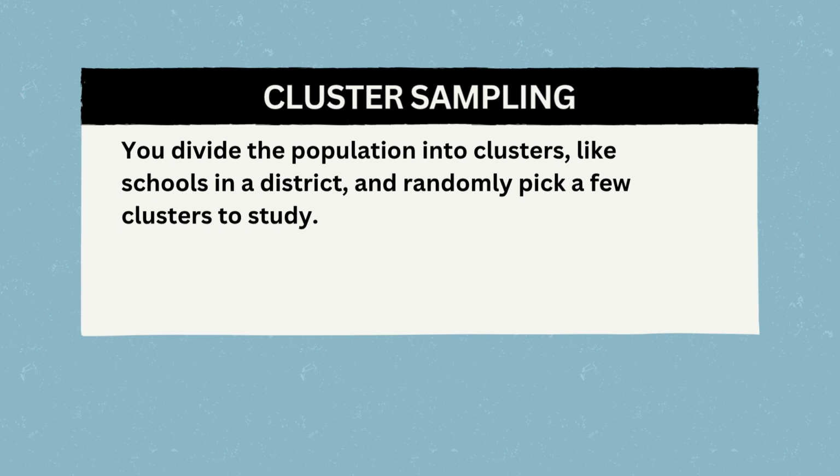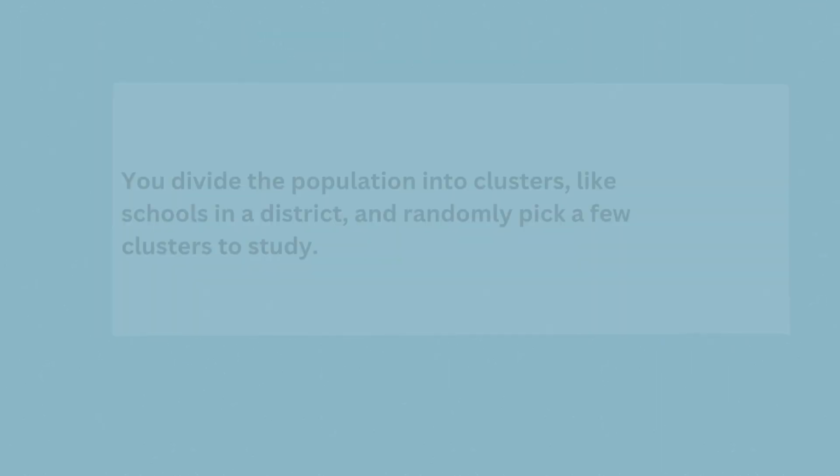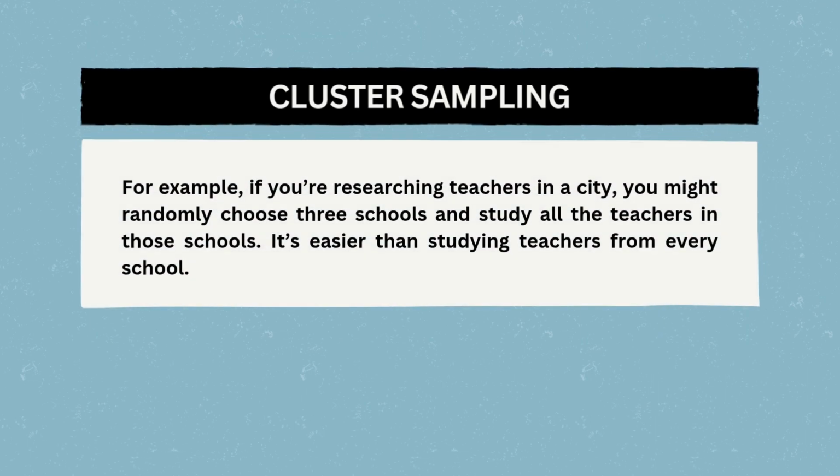There's also cluster sampling. Here, you divide the population into clusters, like schools in a district, and randomly pick a few clusters to study. For example, if you're researching teachers in a city, you might randomly choose 3 schools and study all the teachers in those schools. It's easier than studying teachers from every school.